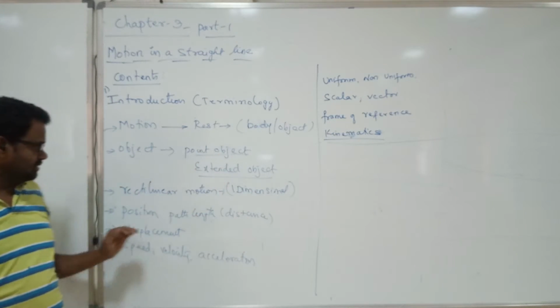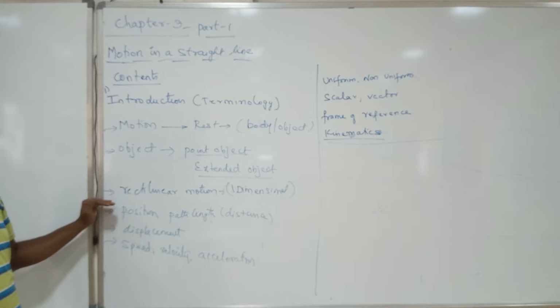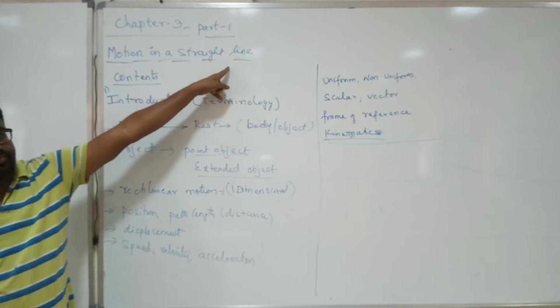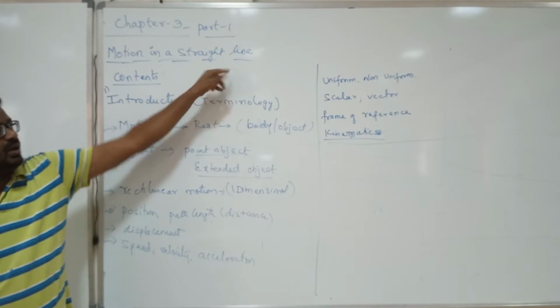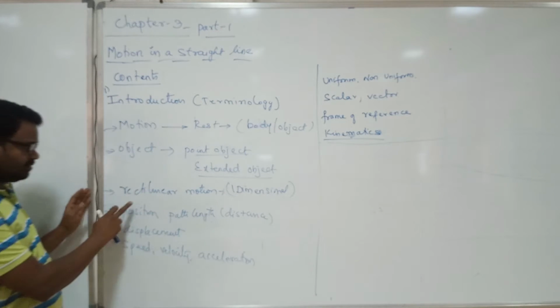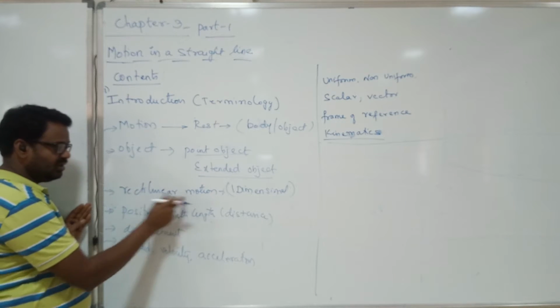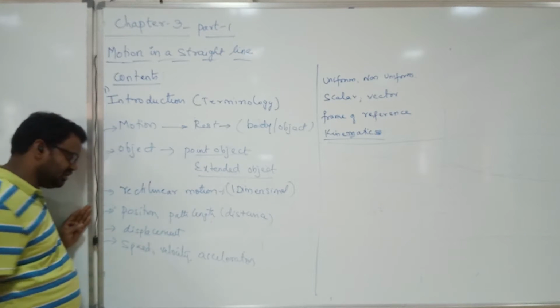Extended objects, point object. Now we'll check out this part, like what is rectilinear motion. We said it is straight line. Straight line path, what will be straight line path? Like moving from one place to another in only one fixed direction, right? That kind of straight line path is rectilinear motion.